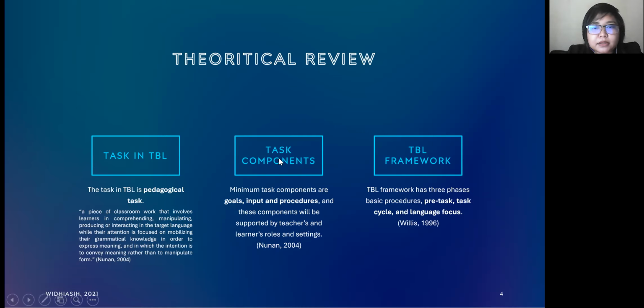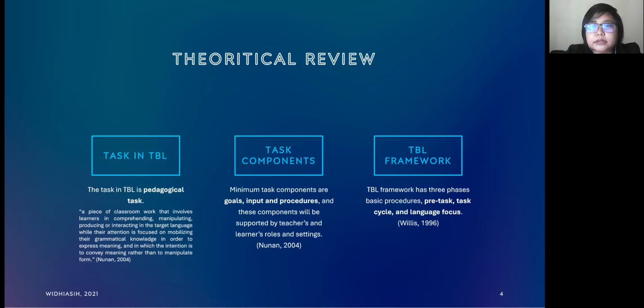And the second theory is about task components. The task components that must minimally be accomplished in TBL are goals, input, and procedures, and these components will be supported by teachers' and learners' roles and settings. Okay, this is the minimum task component. The task in TBL at least consists of goals, input, and procedures.